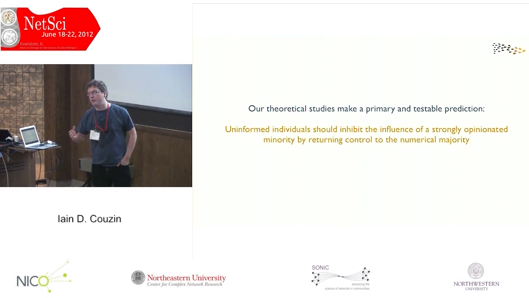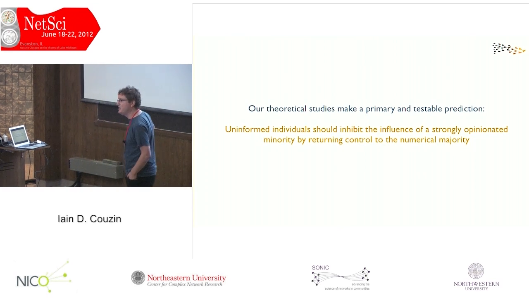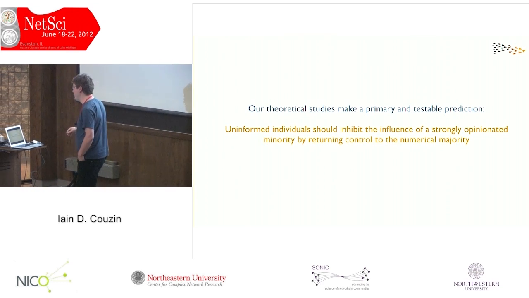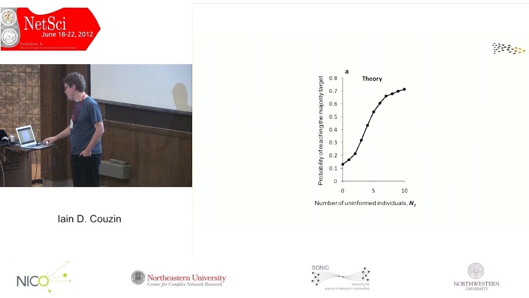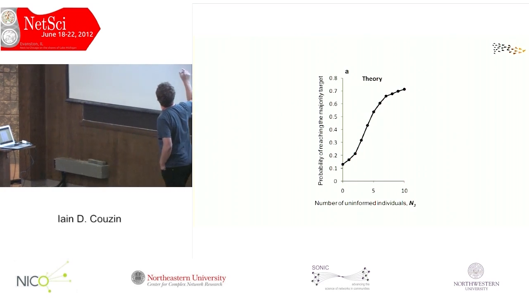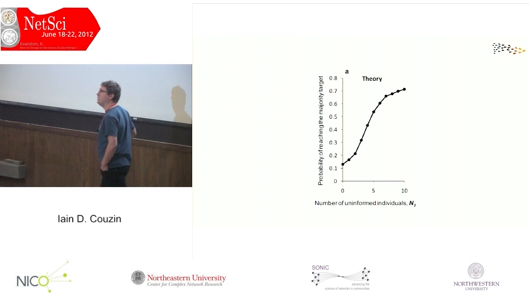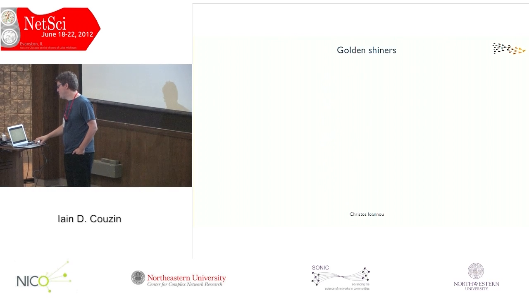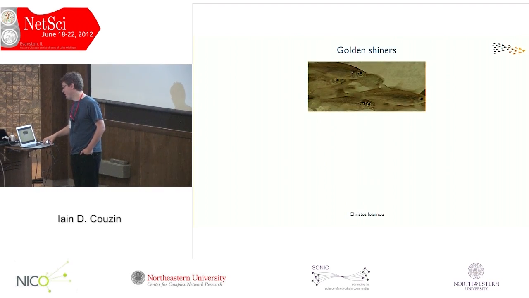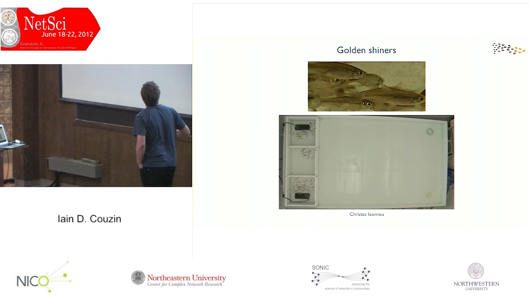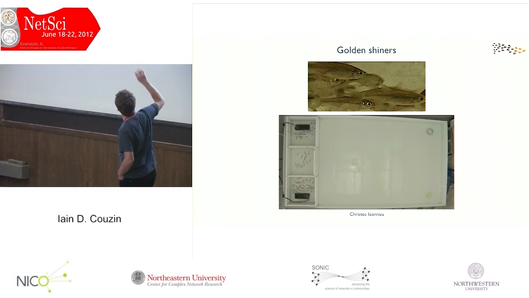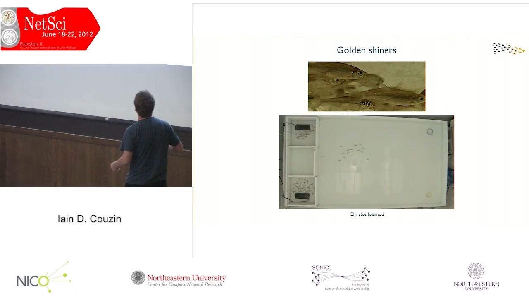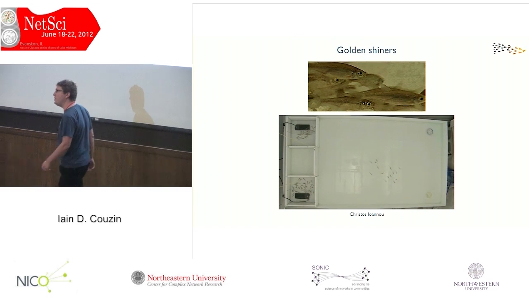Furthermore, we make a testable prediction, and I'm a biologist. I want to go out there and test these ideas. Uninformed individuals should inhibit the influence of an opinionated minority and return control to the majority. And in fact, the theory predicts that this should happen in our swarming models with a very small number of uninformed individuals. Therefore, it's experimentally tractable. So we turn to a funny organism, perhaps you may think, but these schooling fish. We can train these individuals to have preferences for a blue target or a yellow target, and we can change the strength of these preferences in a variety of ways, and then just release them and see where they go.